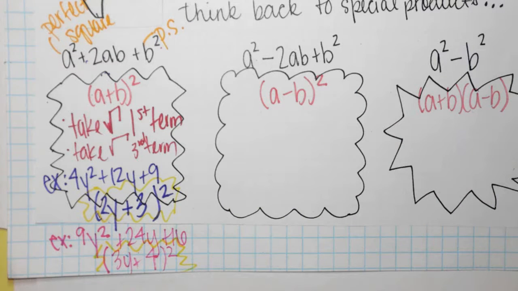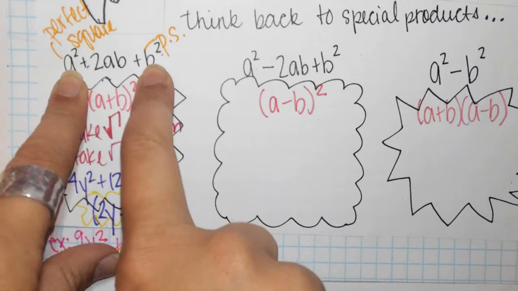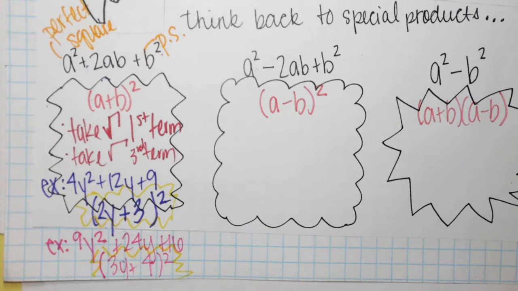How would you know when to use it? Okay, so let's say that again. Ready? If the first and third term are perfect squares, then you use it. Oh, it has to have a 2 by. So like, perfect square. Okay. No, she said it has to be perfect square.